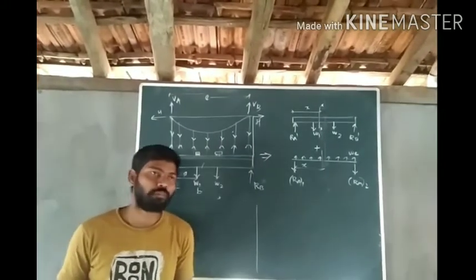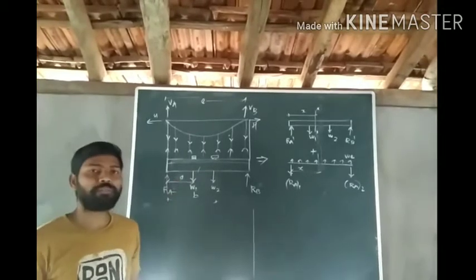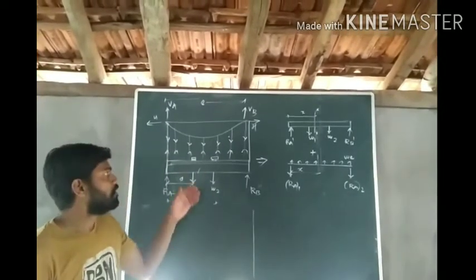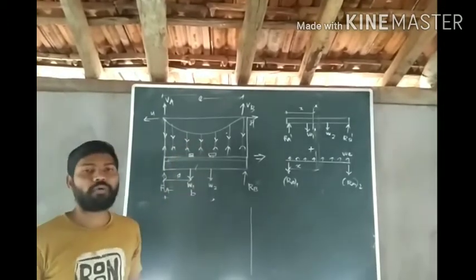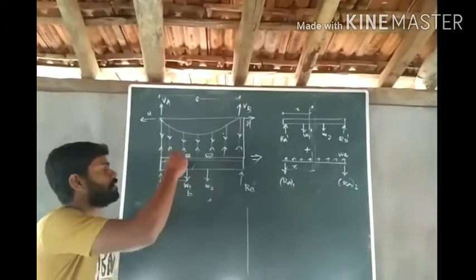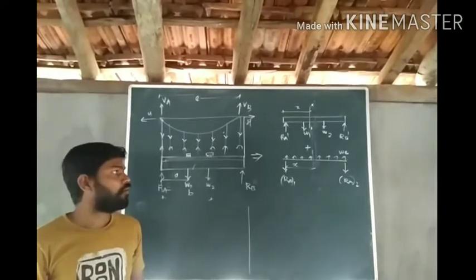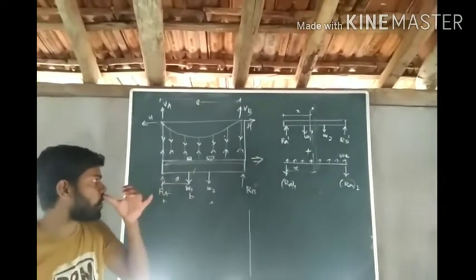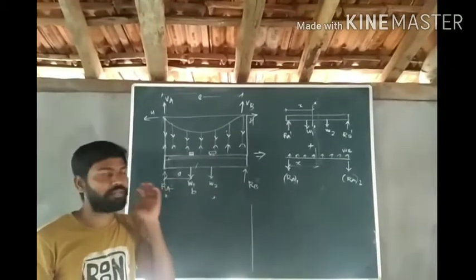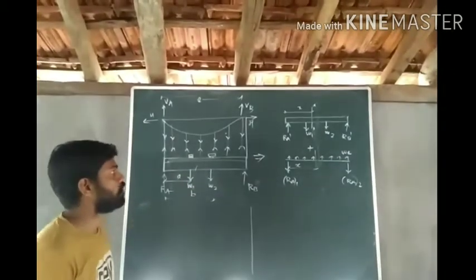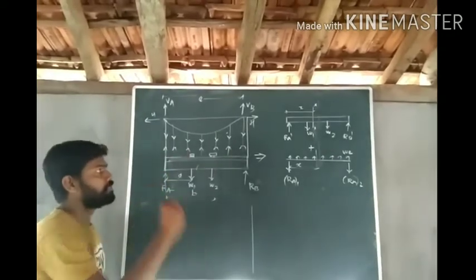The stiffening girder provides stiffness to the suspension bridge, and the suspension cable provided over the top of the bridge reduces the bending moment in the stiffening girder. Already we have seen the role and working of the stiffening girder. Again, I will just brief about the load transfer in this suspension bridge.